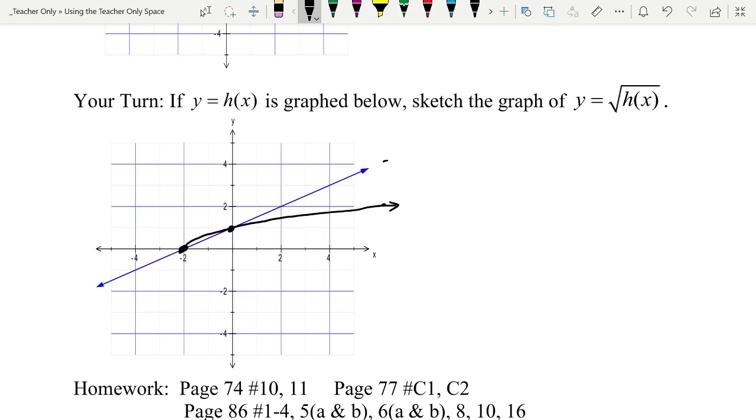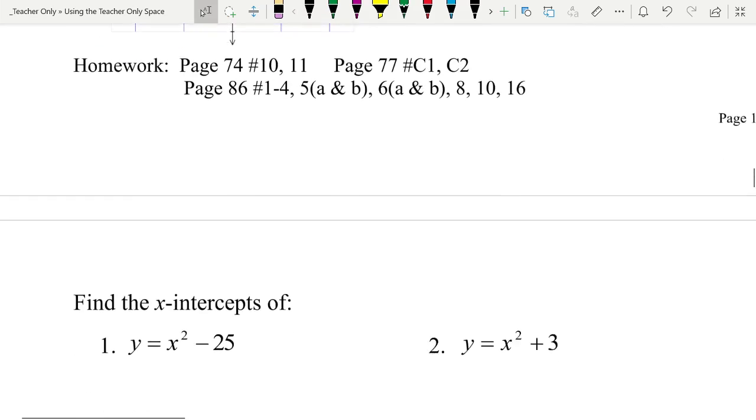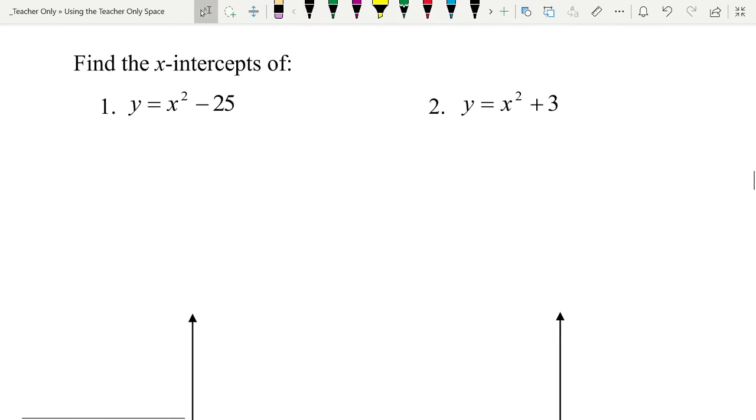So first things first on the next page, it wants us to do a little bit of grade 11 algebra. Find the x-intercepts of y equals x squared minus 25. Okay, that shouldn't be hard. X-intercepts happen when y is 0.